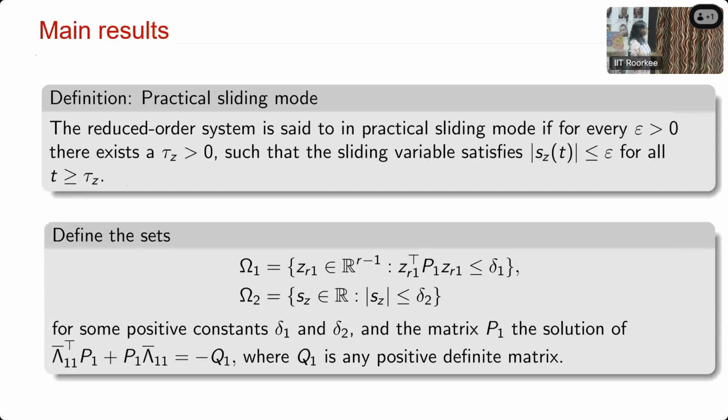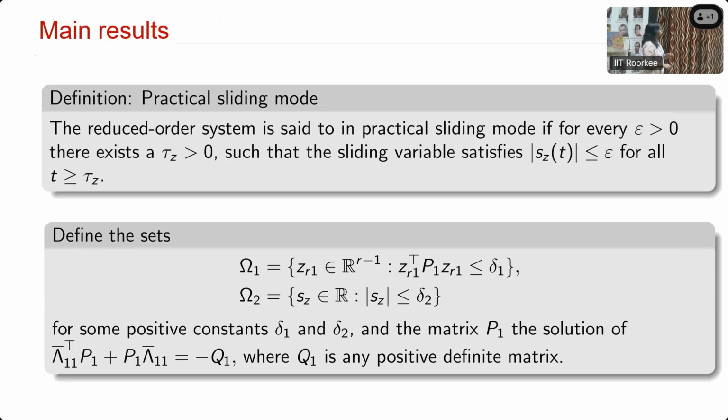So this is the stability proof. I will just give the idea of what we have done. We have defined these two sets: one set is for the state of the system and the other set is for the sliding variable. The initial conditions of these variables will be chosen such that they lie in these sets. Then, using that set definition, we prove that the states of the system will converge.